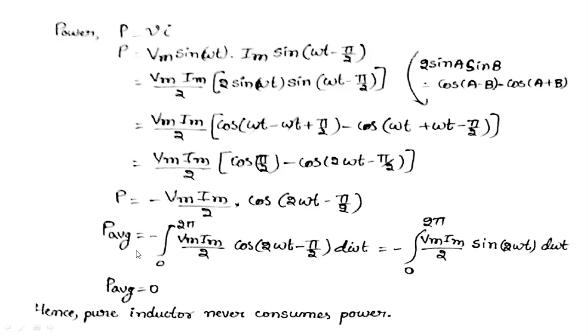Then I want to find out the average power during the period, 0 to 2 pi: one positive half cycle, 0 to pi, and one negative half cycle, pi to 2 pi, which completes one cycle. The integral of Vm Im by 2 cos of 2 omega t minus pi by 2 d omega t gives minus the integral from 0 to 2 pi of Vm Im by 2 sin 2 omega t d omega t. That average power in the inductor is 0. Hence, a pure inductor never consumes any power.